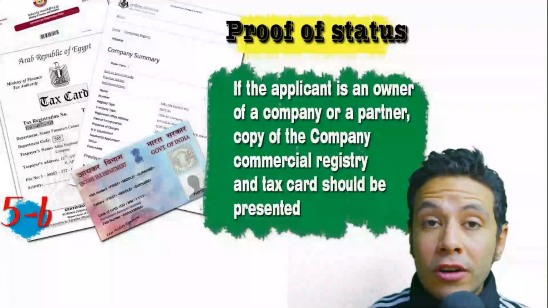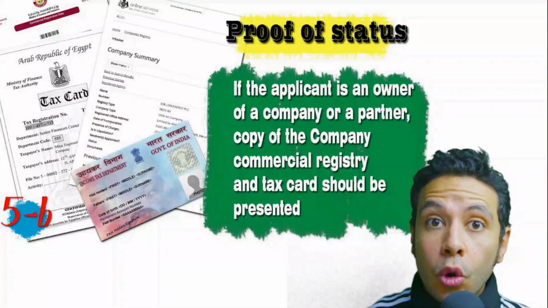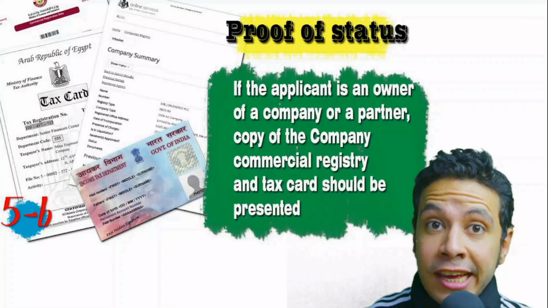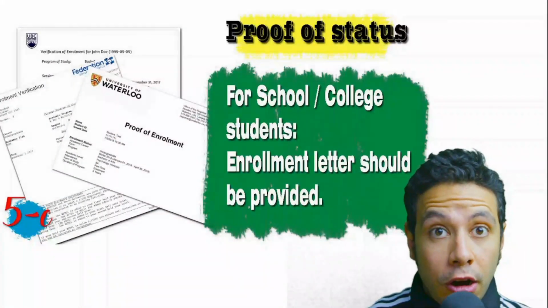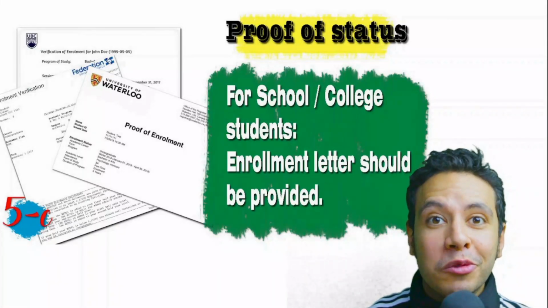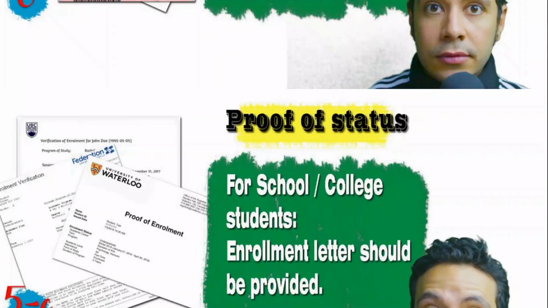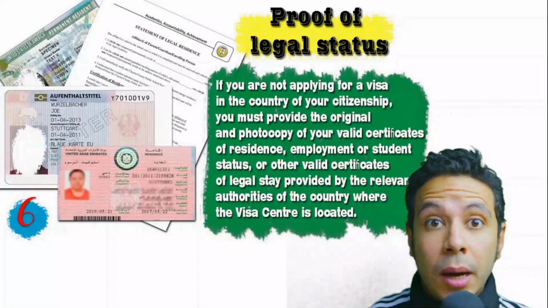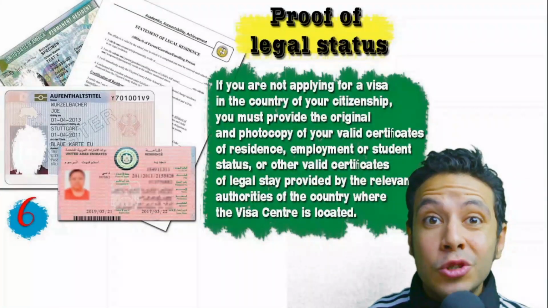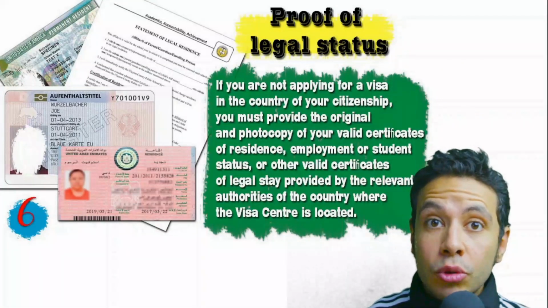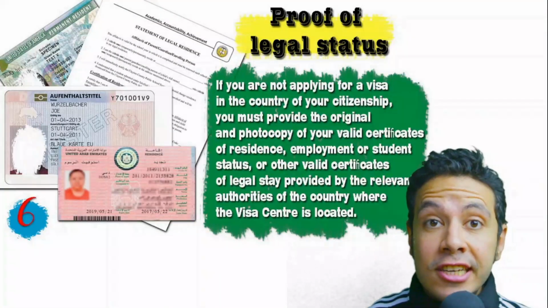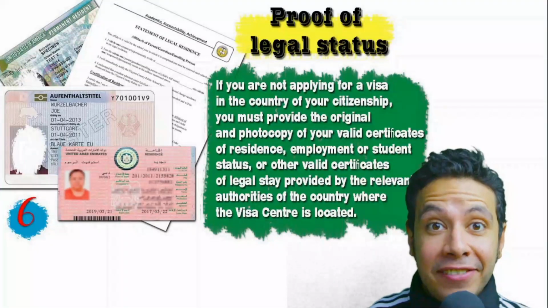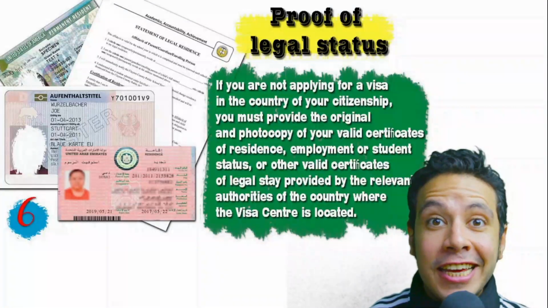But in case you are the owner of the company or you run your own business, then your commercial registry and your tax card must be presented. But if you are a student in a school or a college, an enrollment letter should be provided from your university or your school. In some certain cases, you might be applying from a country different than your own country. At that moment, you will need to provide a proof of legal status, which is a certificate of legal residence in this country. And in some cases, a valid residence visa for this country can be also accepted.